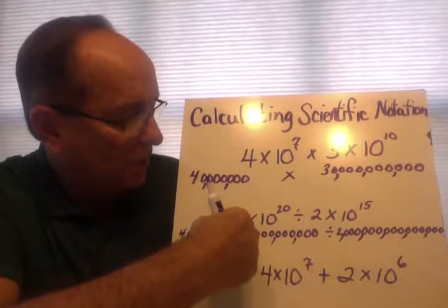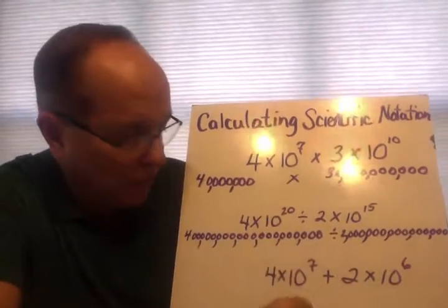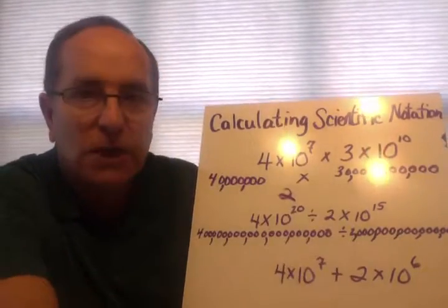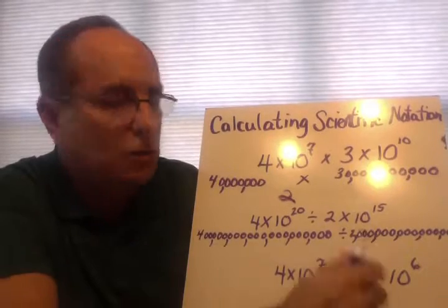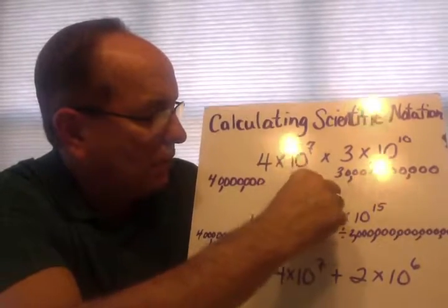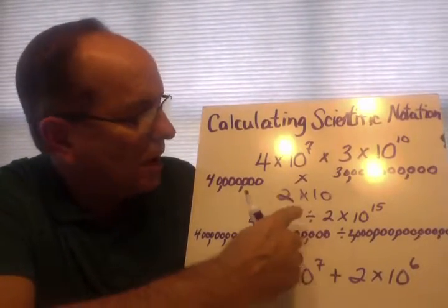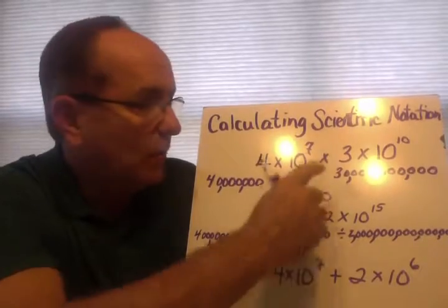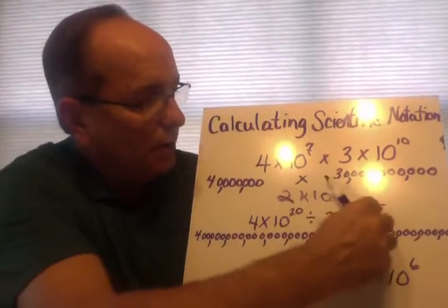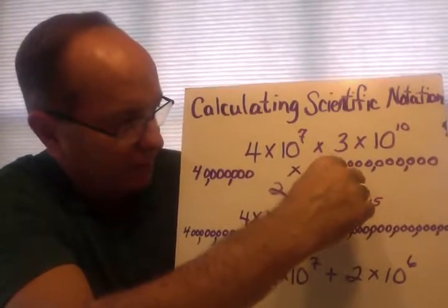I'm going to divide those digits. 4 divided by 2 gives me 2. 4 divided by 2, because of the division, is 2. And now what do my exponents do with this power of 10 or base 10 number? I subtract. We added when we multiplied. Now I subtract. So 20 minus 15 gives me 5 left.